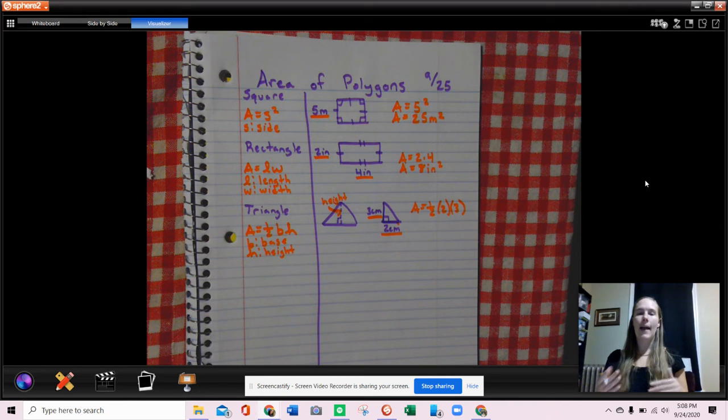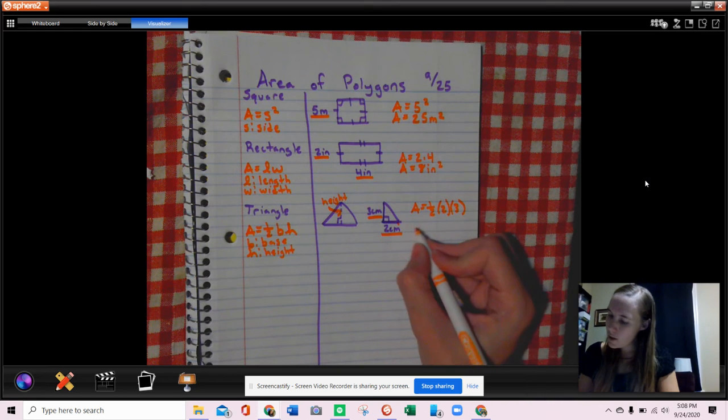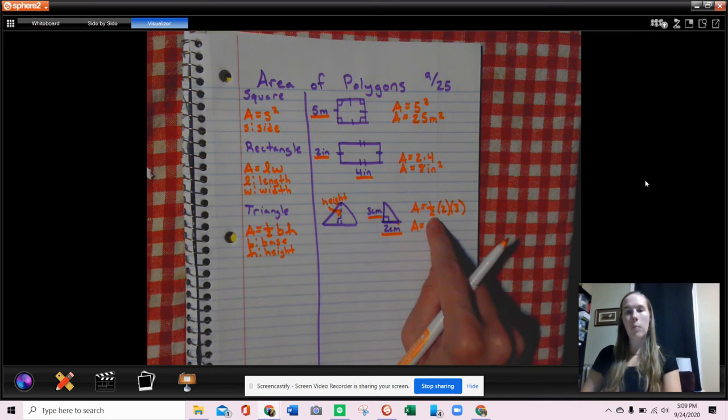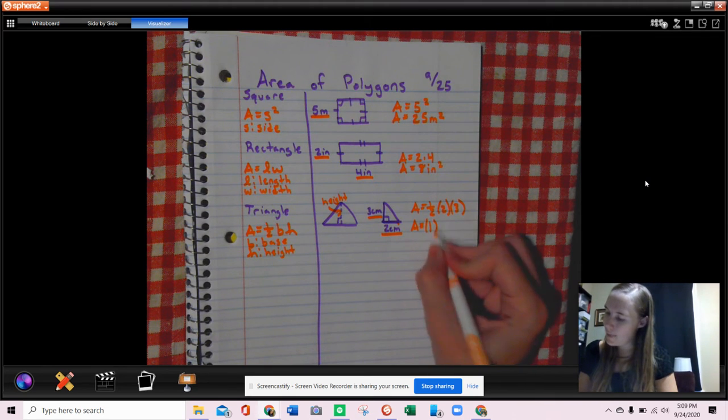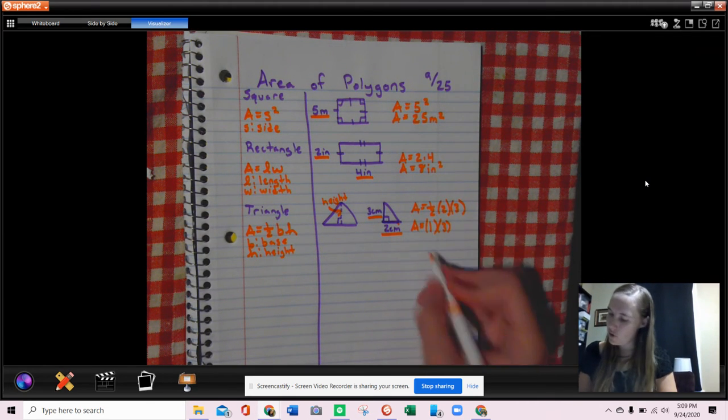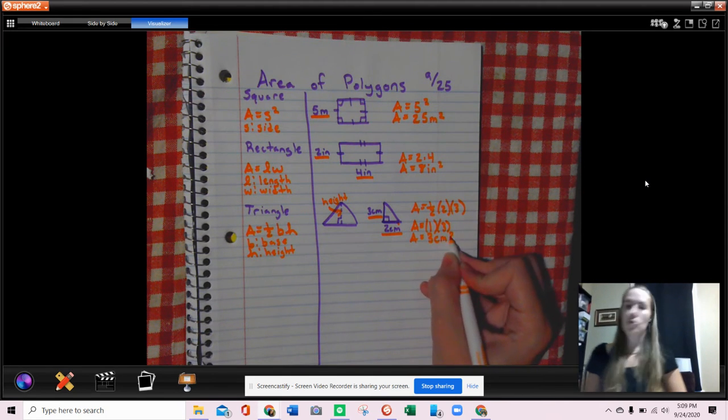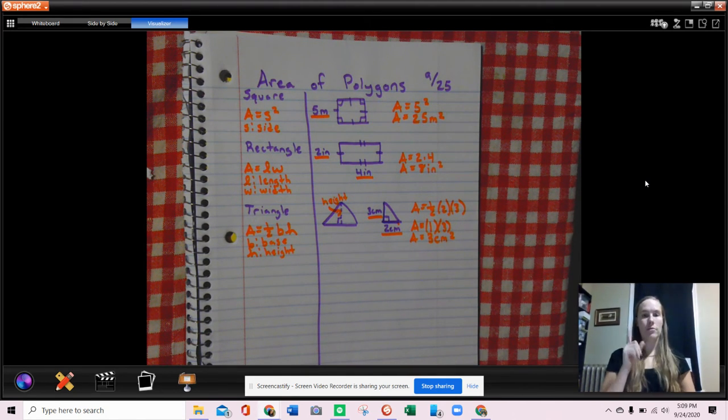And when you multiply left to right, just like if you're reading. So here I had area of 1/2 times 2, and that gives me 1. And then times 3. So my area is 3 centimeters squared. Do not forget those units. I will say that a lot.